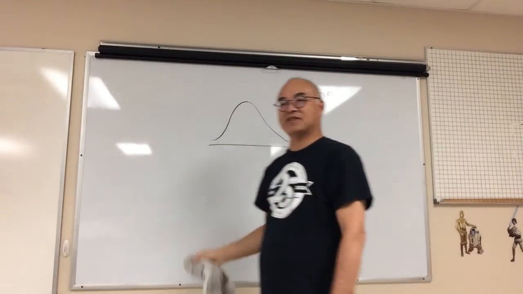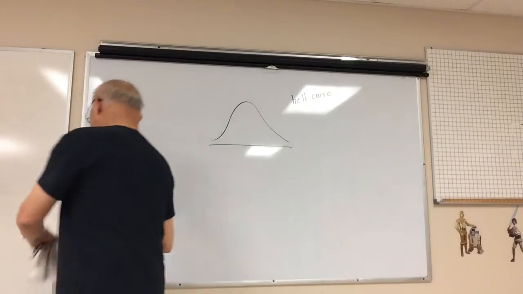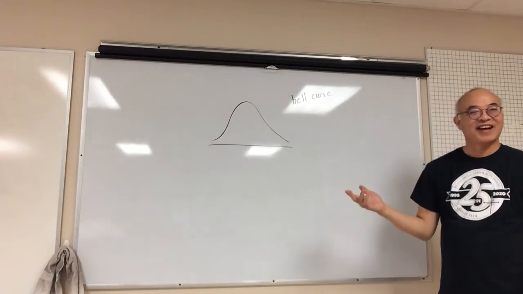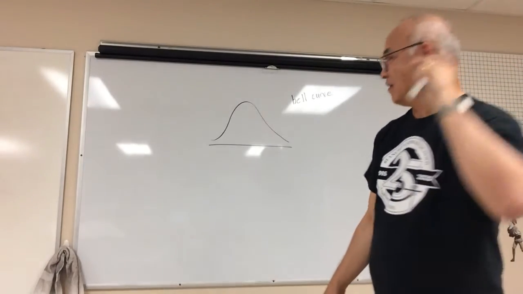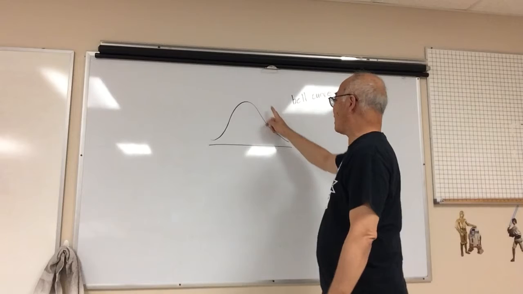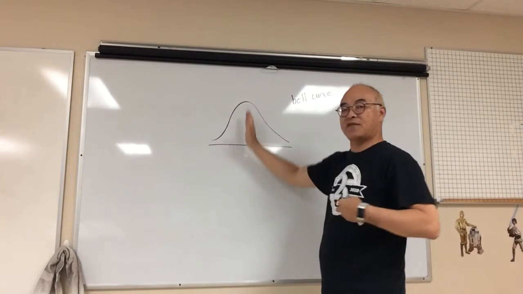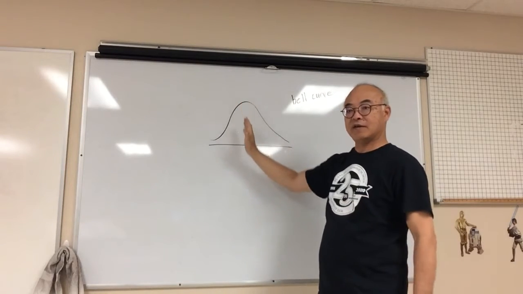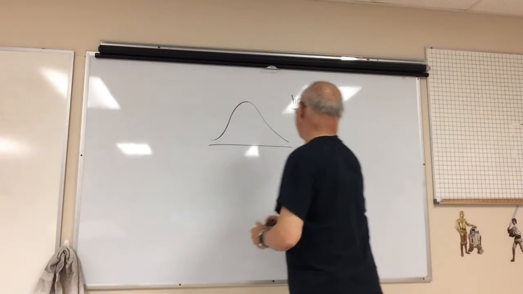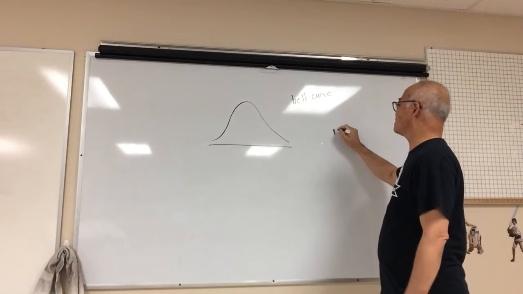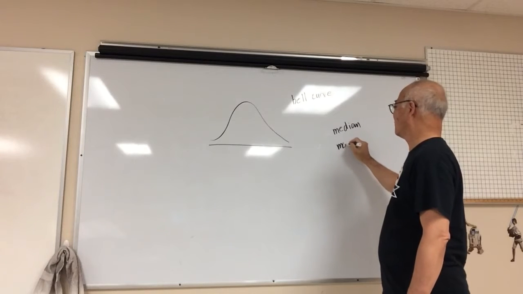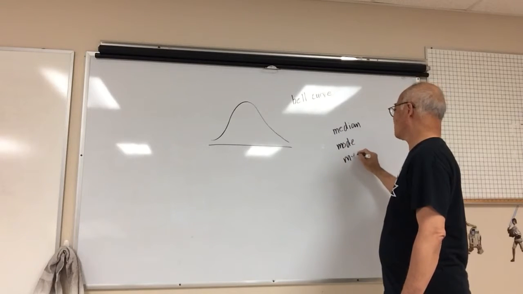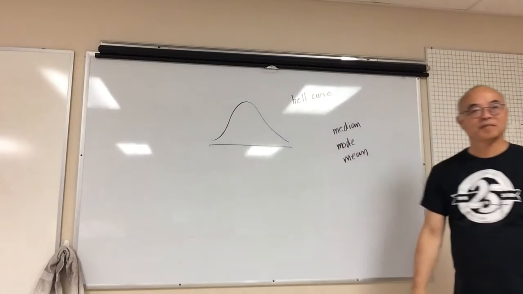How would you describe this? Besides the fact that it looks like a bell. Starts low, goes high, and then... Yeah, it starts low, and then goes high, which means there's a lot of stuff in the middle, right? So commonly, you guys have heard of this before, right?